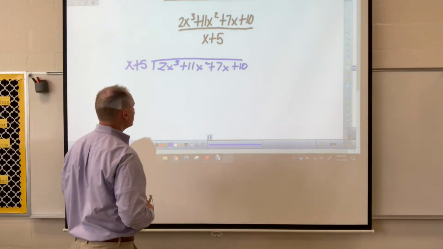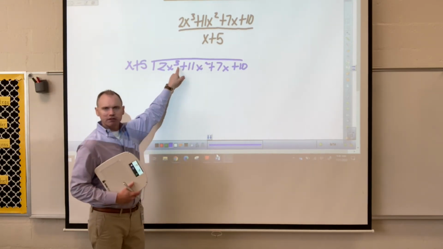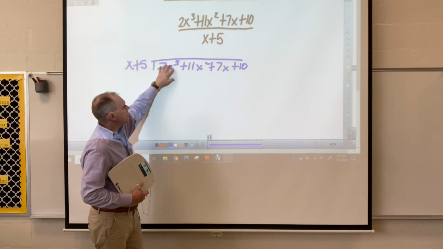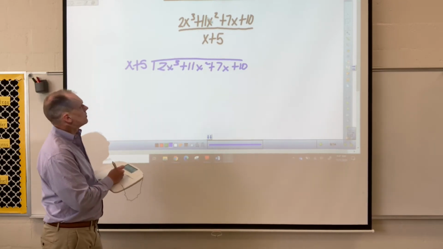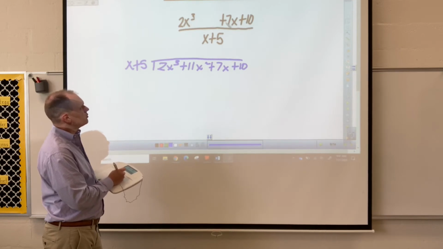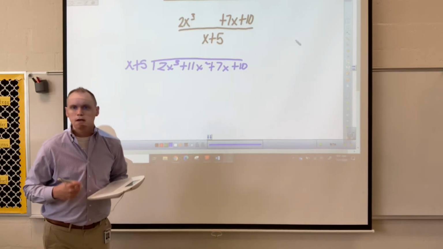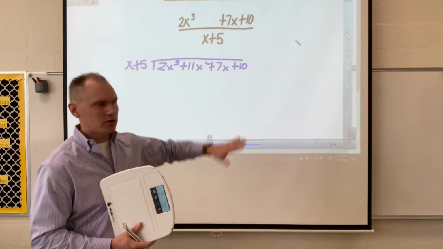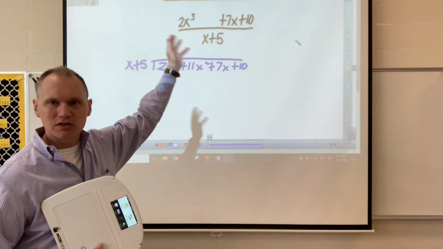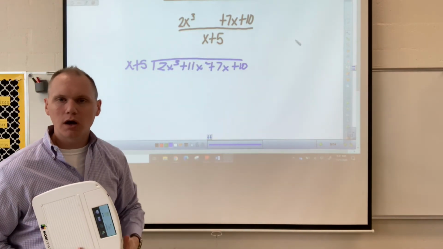One thing to keep in mind, if the dividend is ever missing a term, so let's say, for example, there was not this 11x squared, so it just went 2x cubed plus 7x plus 10. If that were the case, you can see here, it goes from a power of 3 to a power of 1. So we skip the power of 2 term.